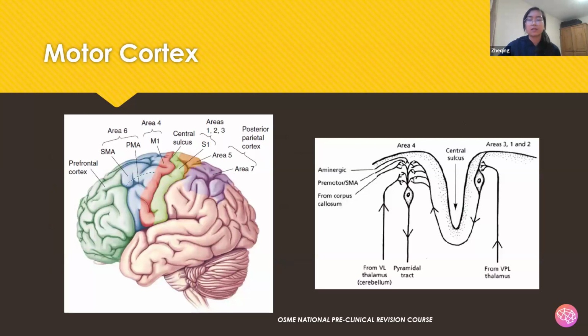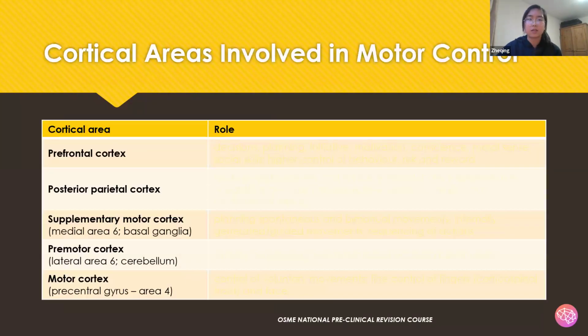These are a few useful diagrams just to show the anatomy and where area 4 is and where the precentral gyrus is. It also shows that the SMA, which is the supplementary motor cortex, and the premotor cortex are in area 6, just next to M1, and they're closely related in function. So these are the different areas that are involved in motor control.